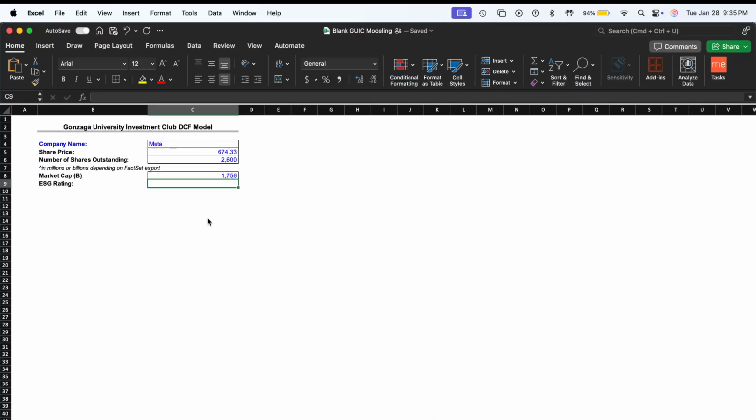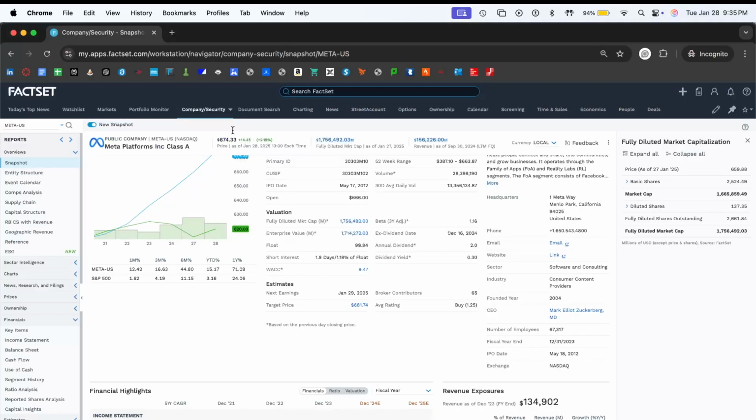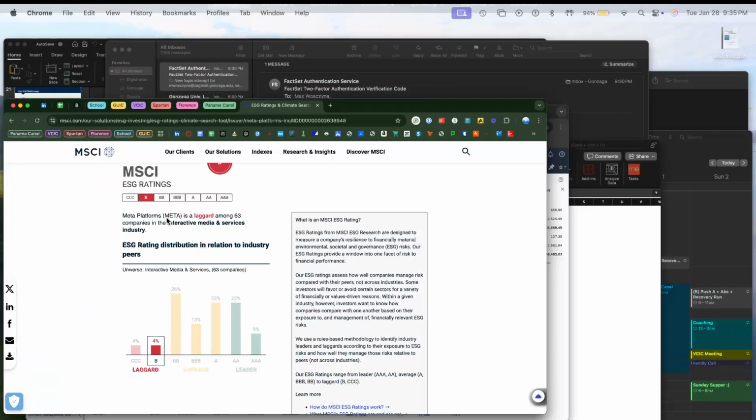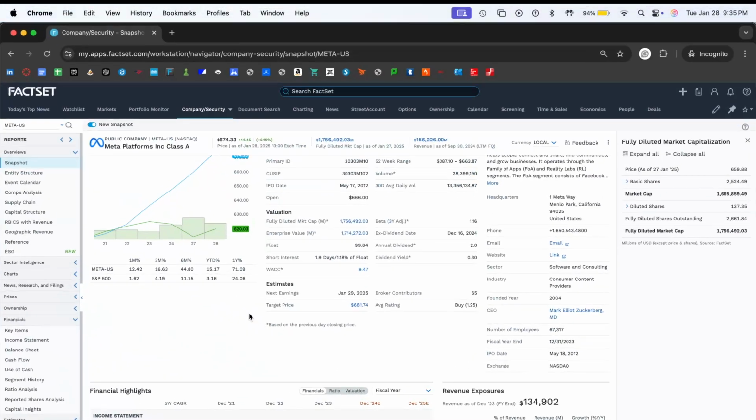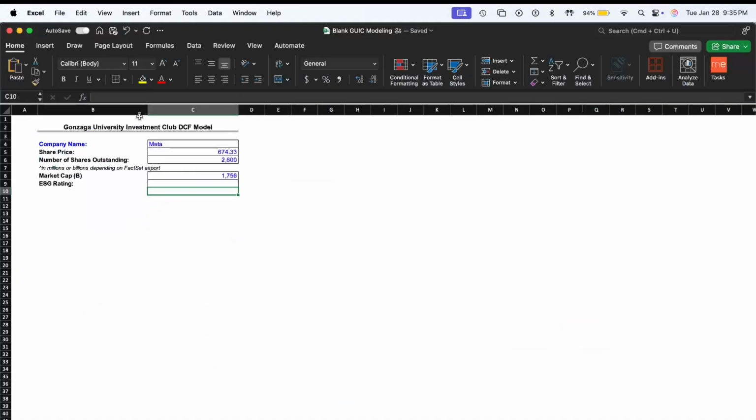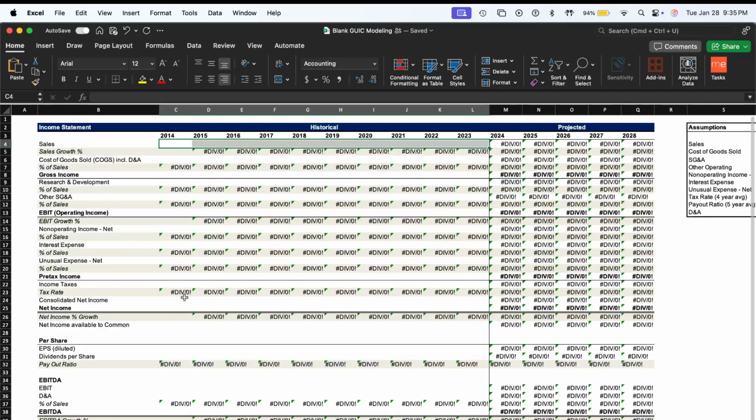Our ESG rating, as we saw, was, I believe, double, or no, it was whatever was below. It was B, which means it would not normally be able to be pitched. But again, this is just an example pitch. We are not adding Meta to our portfolio.